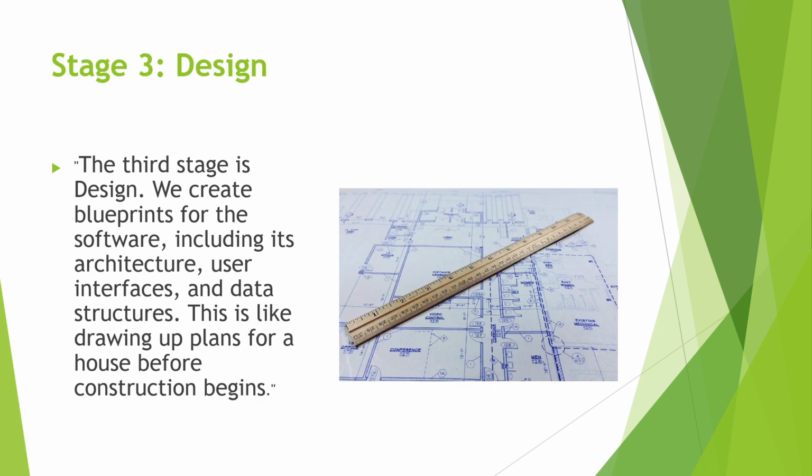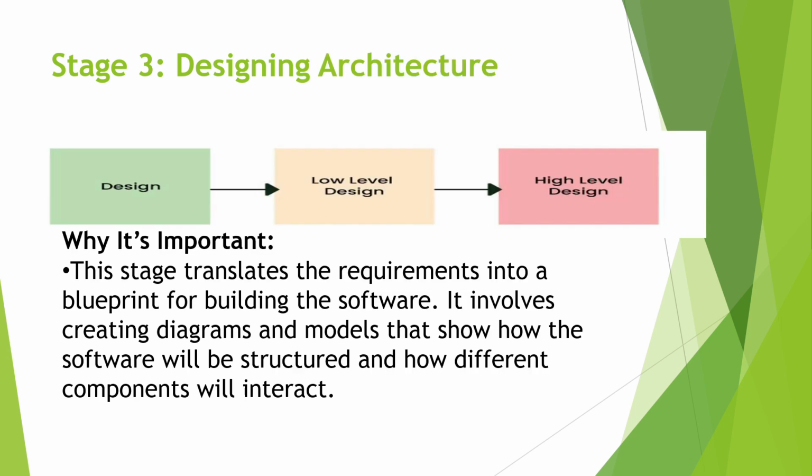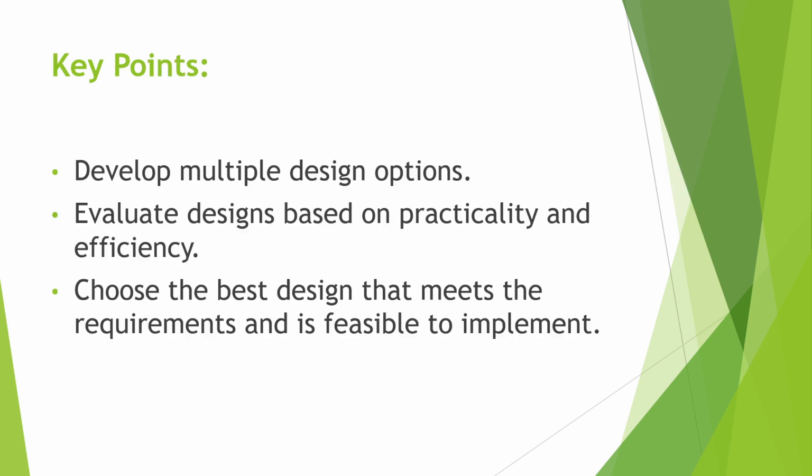Stage 3, design. Stage 3 is the design stage, where we create blueprints for the software, including its architecture, user interfaces, and data structures. This is like drawing a plan for a house before construction begins. Why is it important? This stage translates the requirements into a blueprint for building the software. It involves creating diagrams and models that show how the software will be structured and how different components will interact.